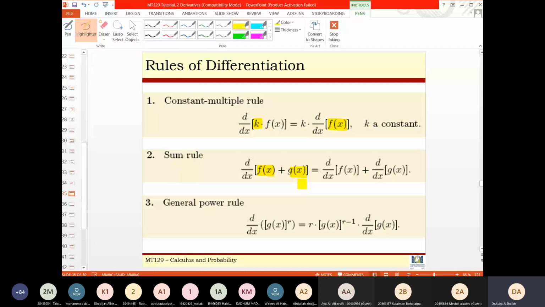Also, the general power rule. This is one of the most important rules. If I have a function g to the power r, the derivative is equal to r g to the power r minus 1 multiplied with the derivative of g. We say it is the derivative of the outside times the derivative of what is inside the bracket. How is this? I have to explain this with examples. Let me show you this.